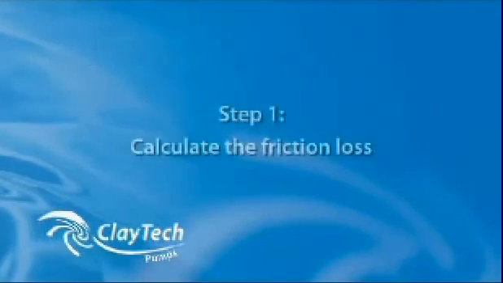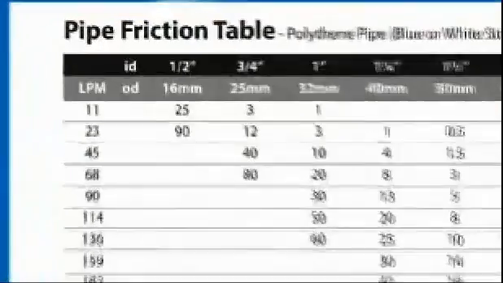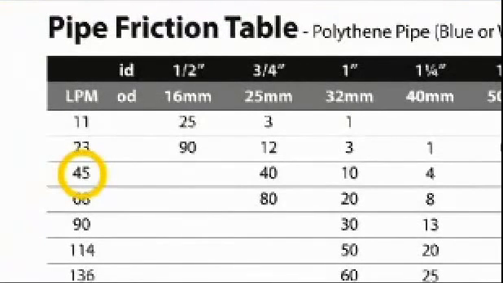The first step is to calculate friction loss. Remember, friction loss can be calculated using a pipe friction table. At 45 liters per minute, and using a pipe 3/4 inch inside diameter, we can see that there will be 40 meters of pressure lost to friction.